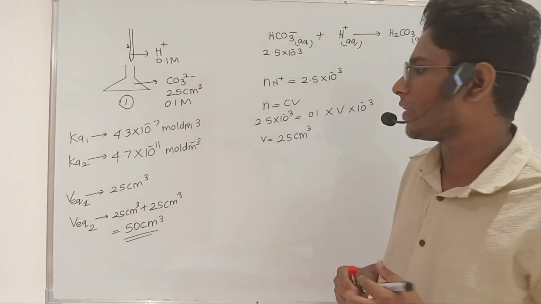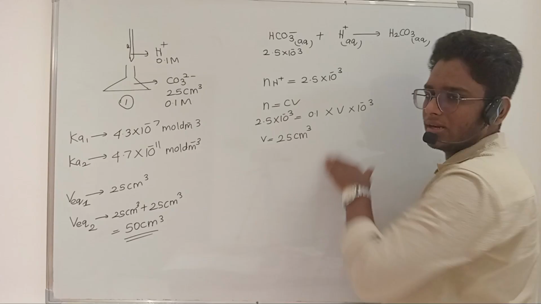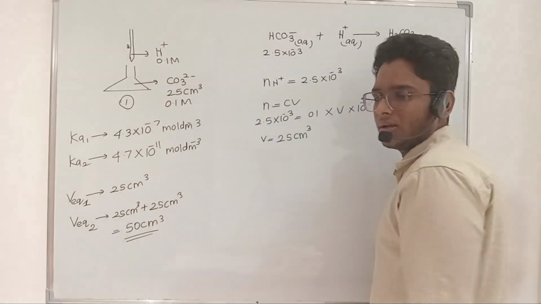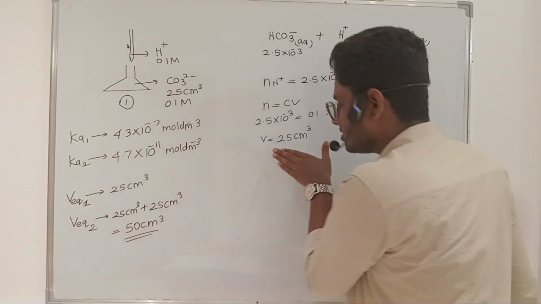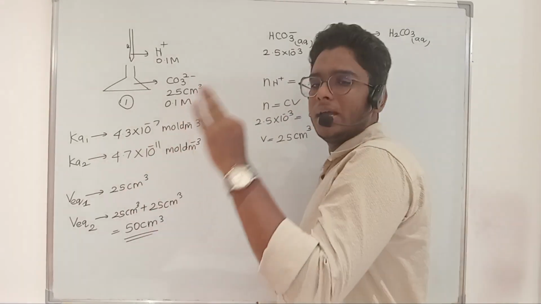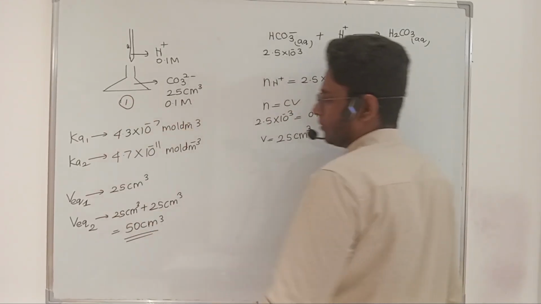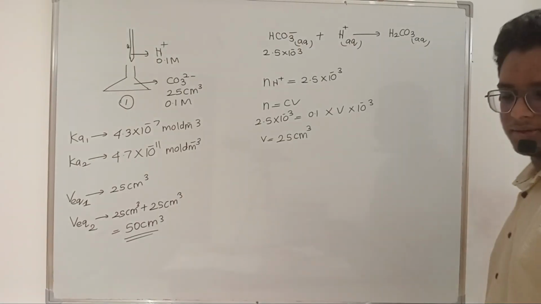The second equivalence point is 50 centimeter cube. You have to keep that in mind, right? So this 25 centimeter cube HCl is needed to convert this to this. Initially you have added 25 centimeter cube to convert carbonate to bicarbonate. So the second equivalence point is this 25 plus this 25, that is going to be 50 centimeter cube. So keep that in mind. Equivalence point 2 is equal to the volume plus the first equivalence point volume, 50 centimeter cube. So we have found the equivalence points, right?